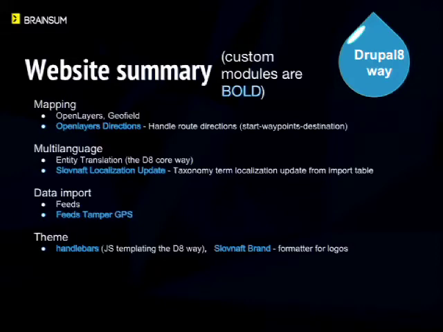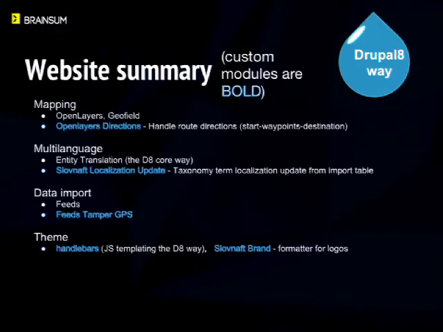So this is a summary of the most important modules that we used and created during this project, topic by topic. For mapping, we used OpenLayers and GeoField. We brought a new OpenLayers directions module on top of this. For the multi-language, we used entity translation, which is the way that Drupal 8 works too. We had to write a small custom module for the import database for the taxonomies.